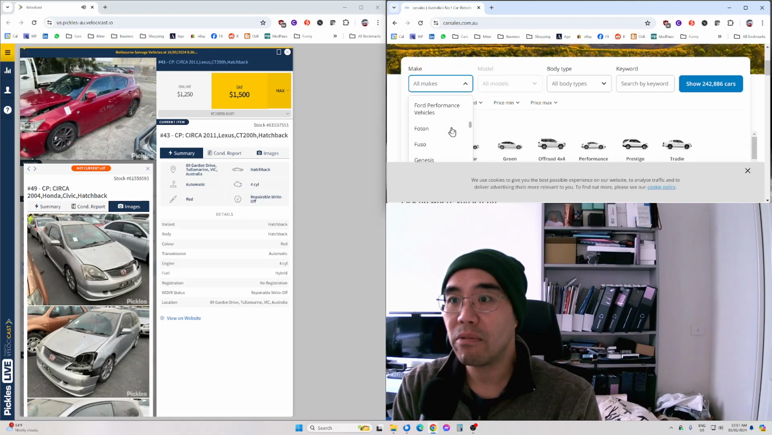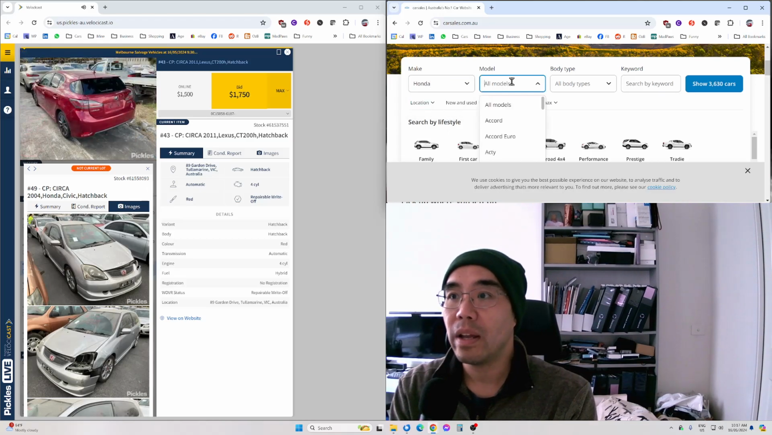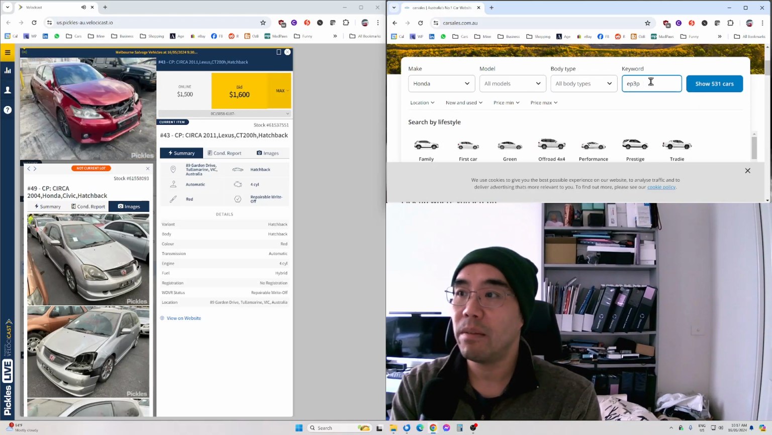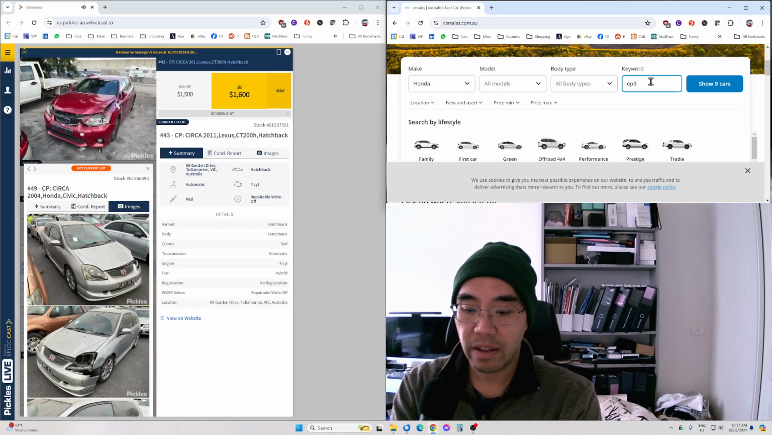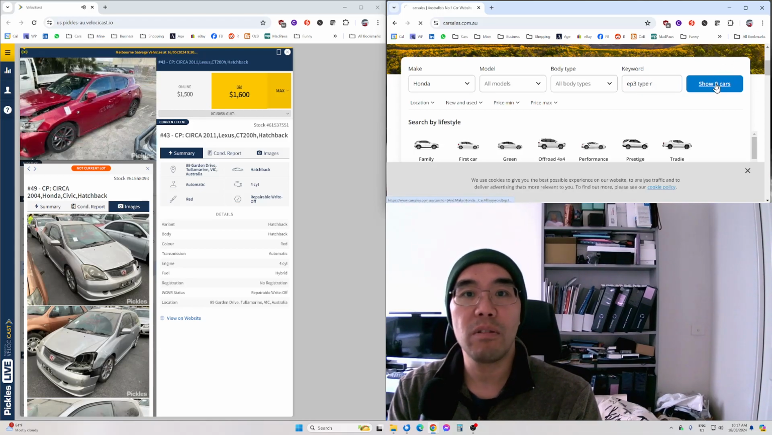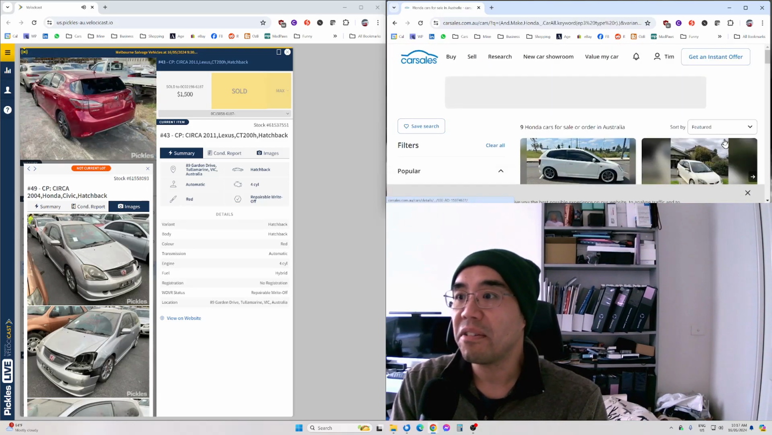I'm going to show you roughly how many of these are available for sale at the moment. We're going to call it EP3 Type R. And there are 9 cars available for sale on Carsales at the moment. Let's have a look at what's available there.